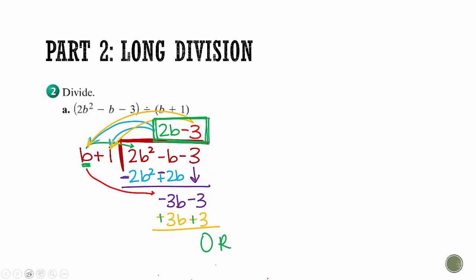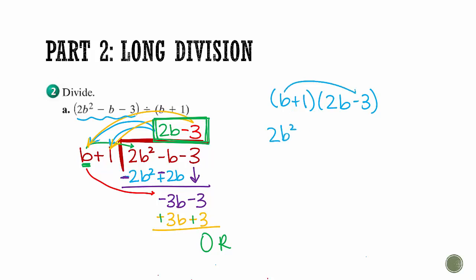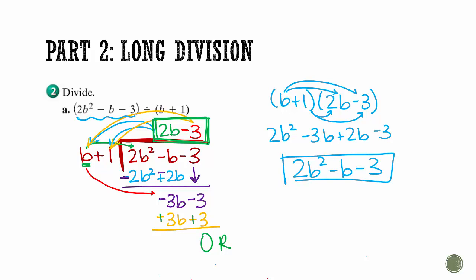So the awesome thing about this is because dividing and multiplication are opposites, you can check your answer. If you do b plus 1 and multiply it by this 2b minus 3, you should end up with this stuff here. So you'd get 2b squared minus 3b plus 2b minus 3. If you simplify this, guess what? We get this thing that we started with here.